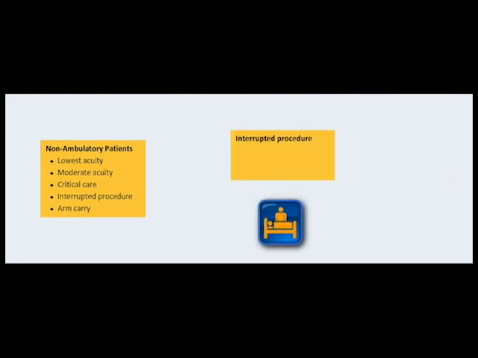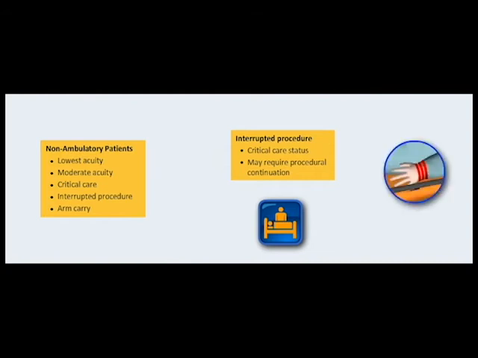Interrupted procedure. These are patients who were in the midst of an operative or other invasive procedure, which was interrupted to effect an emergency evacuation. In addition to their critical care status, these patients may need immediate relocation to a suitable operating suite for procedure continuation or other measures. 3 red bands will clearly identify the critical nature of these patients.